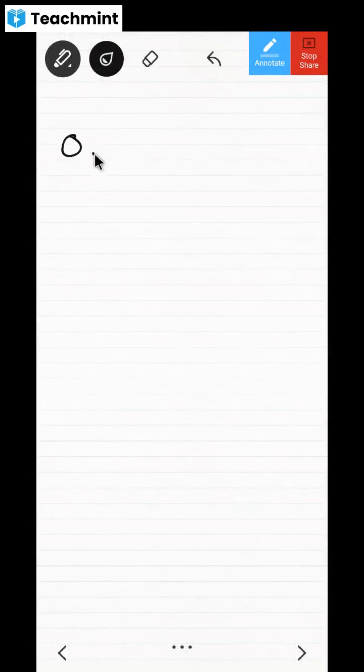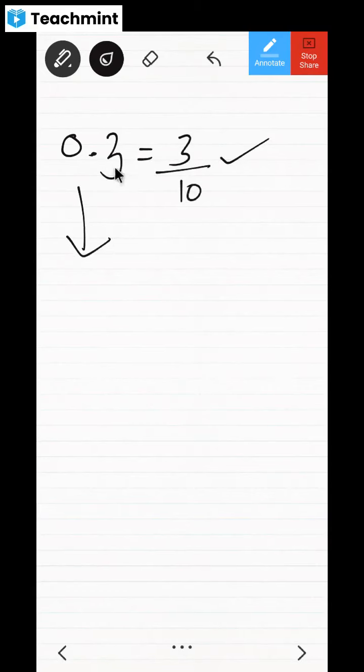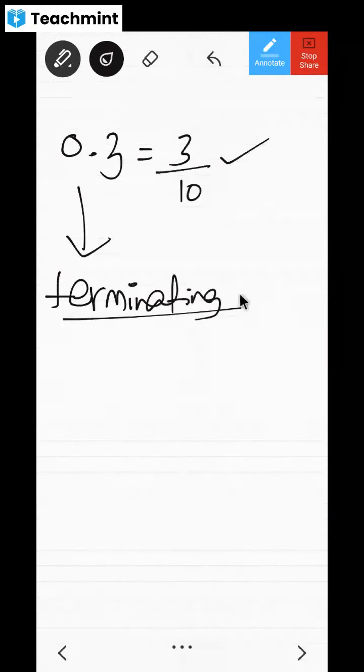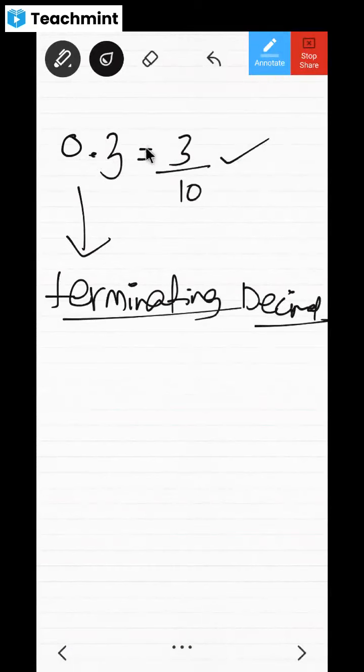Now, 0.4 or 0.3, is it a rational number? Yesterday I told you 0.3 is a rational number because it is 3 by 10. That means it is in the form p by q, where p is an integer, q is an integer, and q is not equal to 0. That is one reason. You can also say this decimal expansion is terminating. 0.3 is terminating because after 3 nothing is there. It has an end. Terminating decimal numbers are also called rational numbers.